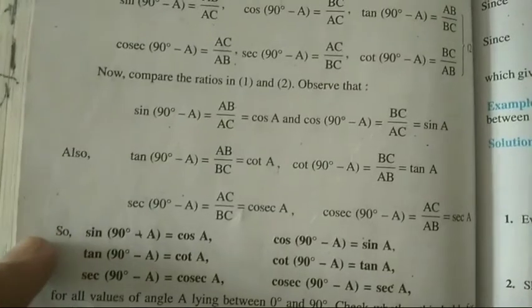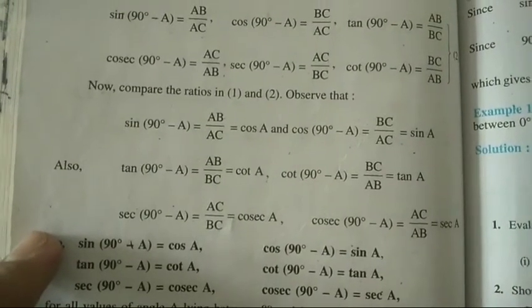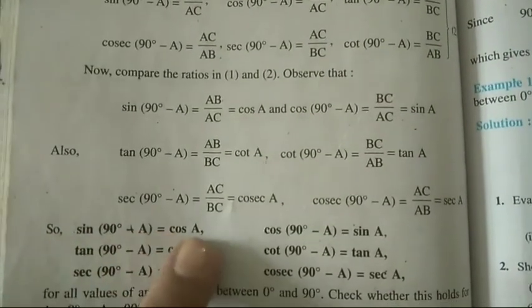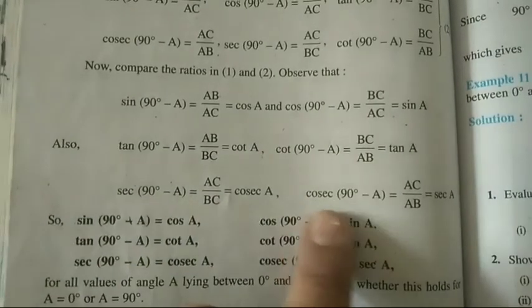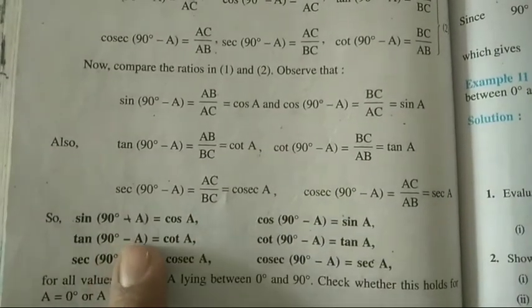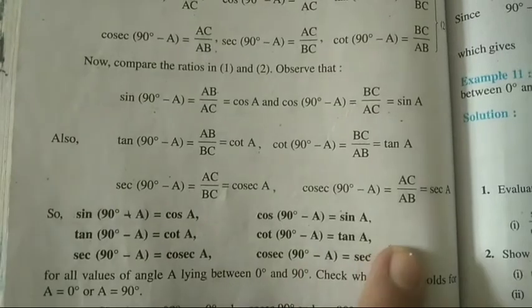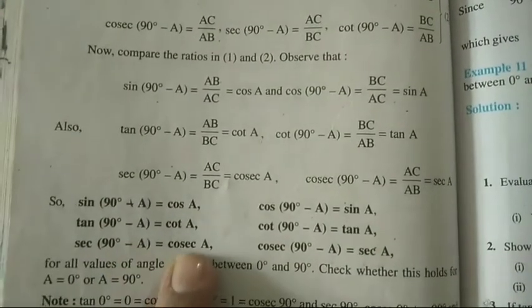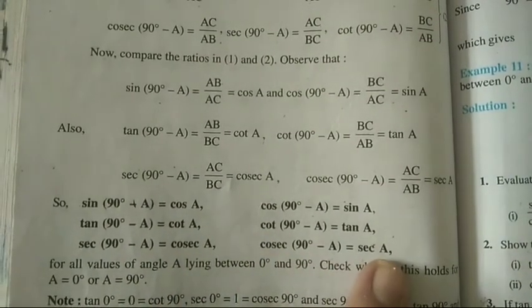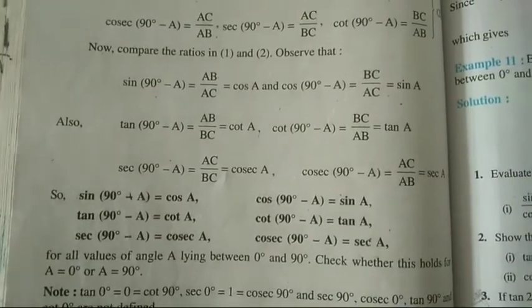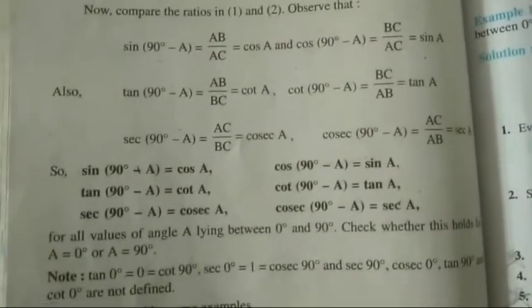So in short, if we write the complementary properties, then we have sin 90 minus A is equal to cos A, cos 90 minus A is equal to sin A, tan 90 minus A is equal to cot A, cot 90 minus A is equal to tan A, sec 90 minus A is equal to cosec A, cosec 90 minus A is equal to sec A. These are known as the properties of complementary angles.